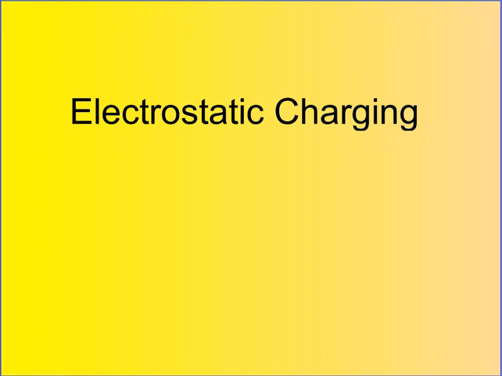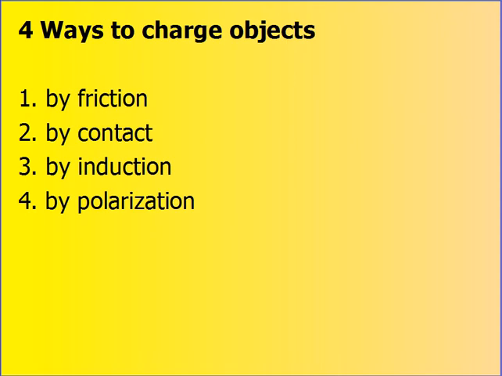Now let's talk about different ways we can get an electrostatic charge. The four ways we're going to discuss are friction, contact, induction, and polarization. Then we're going to go through each of these one at a time.